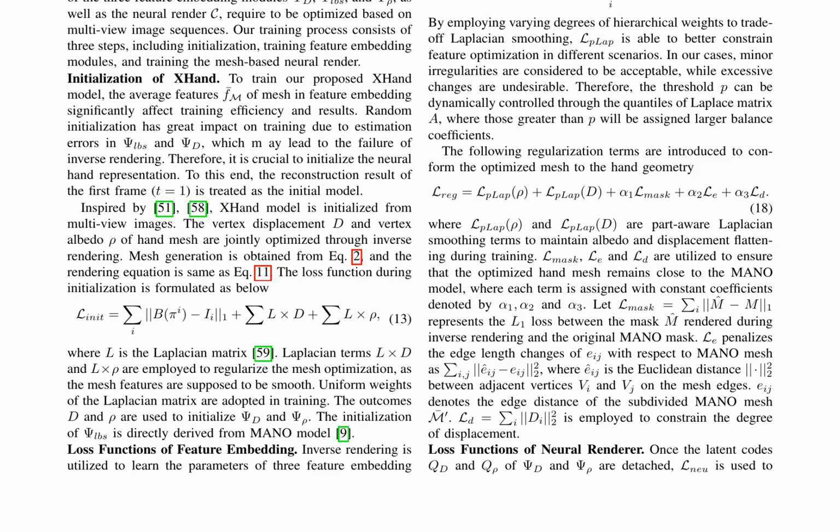The loss functions of feature embedding modules are designed to minimize the errors of rendering images, including the rendering loss L_RGB and the regularization term L_REG. The part-aware Laplacian smoothing term L_PLAP is introduced to reduce excessive roughness in albedo and displacement without affecting the fine details. The regularization terms are employed to conform the optimized mesh to the hand geometry, including the part-aware Laplacian smoothing terms, the L1 loss between the mask rendered during inverse rendering and the original mono mask, and the penalties for edge length changes and displacement.